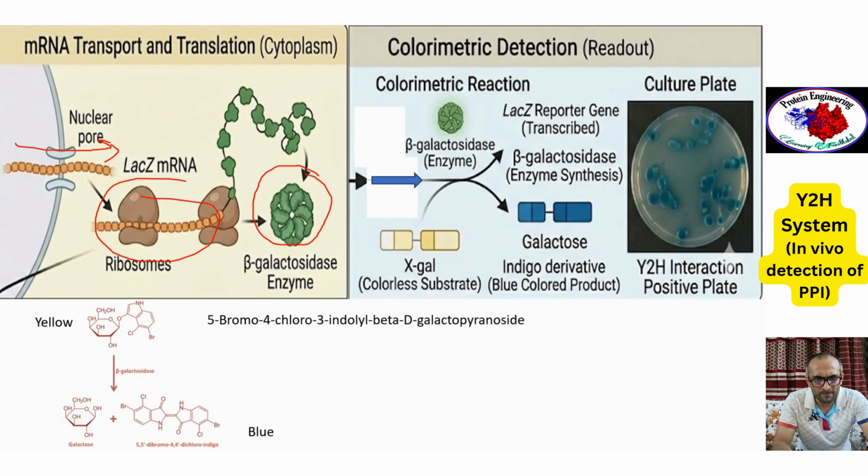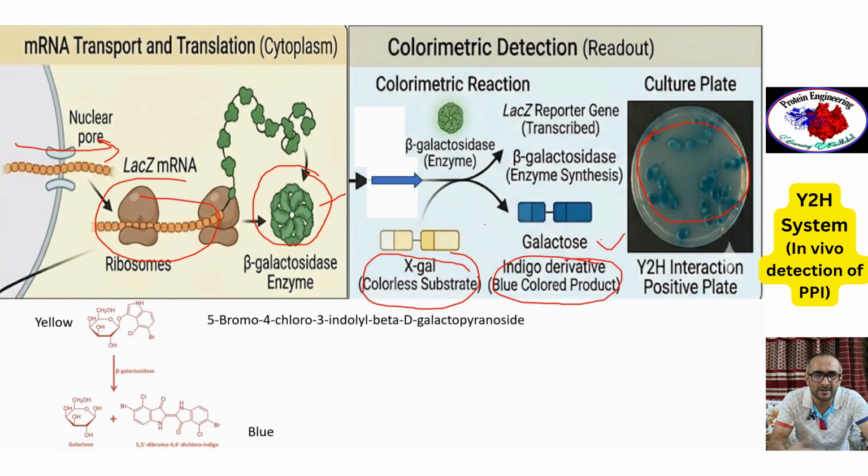Now, beta galactosidase is known to convert a colorless substrate called X-gal to a blue color product. So from outside in the medium, if you provide X-gal, it will reach inside the cell, and if beta galactosidase is present, it will hydrolyze X-gal to this indigo derivative blue color product. So all the colonies you will see are blue in color. So when you see the blue color colonies, that simply means X and Y are interacting.